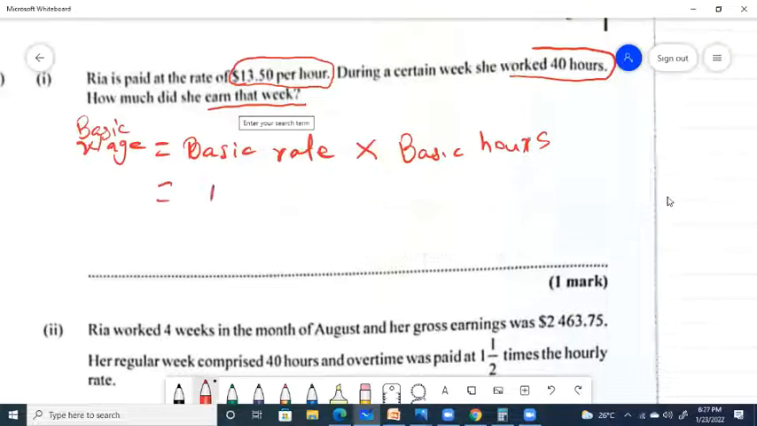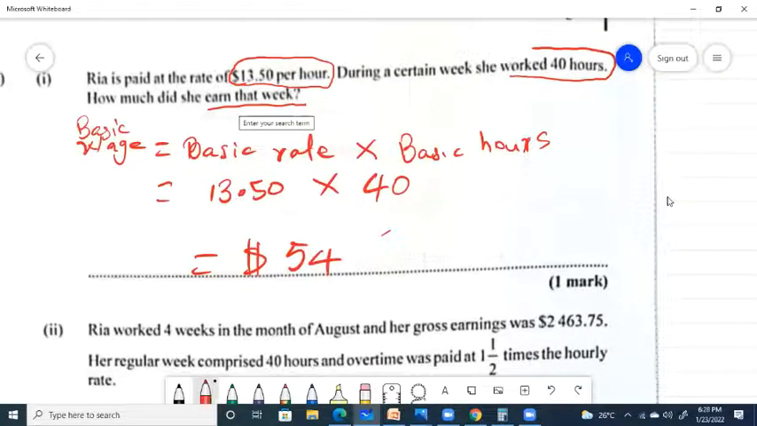So she's paid $13.50, and she actually worked for 40 hours. So you could see this is a normal thing. Imagine that you were called to work and you were paid $13.50 an hour and you work for 40 hours. Definitely, you will know exactly how much money you will be getting. And Rhea would have gotten $540 for that week.